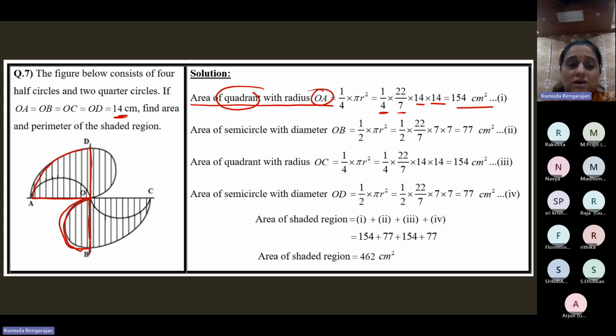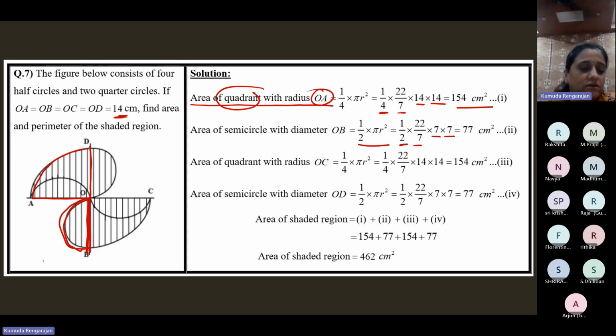Area of semicircle with OB as diameter. Semicircle. So what's the formula? Half into pi r square. And what is the value of r? It is half of OB because OB is a diameter. So radius will be OB by 2. 14 by 2, 7. So half into pi into 7 into 7.